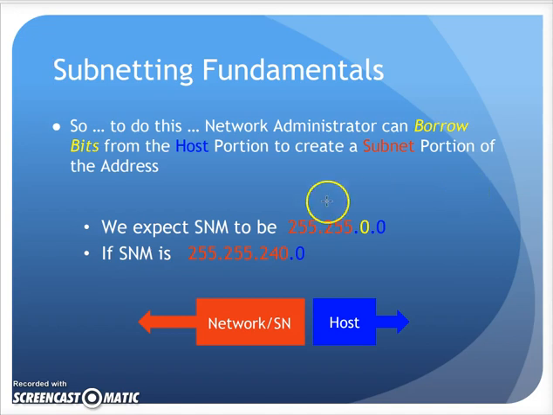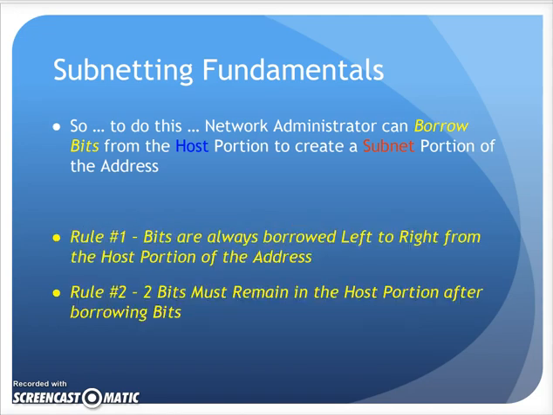Again, if I expect my subnet mask to be 255.255.0.0, I can borrow a couple bits and create this 240 right here. I stole a couple bits to create a subnet piece. And same thing out here with a Class C. If I expect 255.255.255.0, I can steal a couple bits from that 0 portion, make a subnet portion, and create subnets, create blocks of numbers, if you will. So to do this, I do have 2 rules that I need to follow.